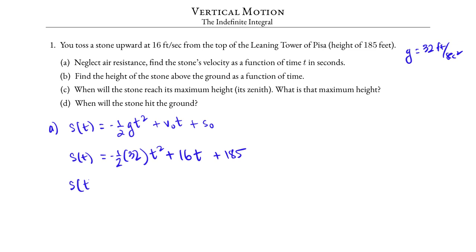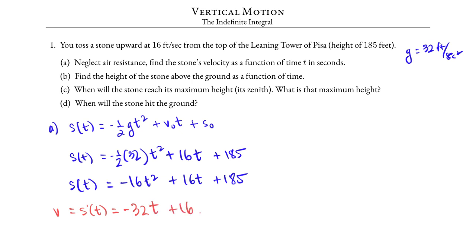Simplifying this, we have s of t equals negative 16t squared plus 16t plus 185. This is the position function. To find the velocity function, we simply differentiate this. We get negative 16 times 2, which is negative 32t, plus 16. This is the stone velocity as a function of time t.